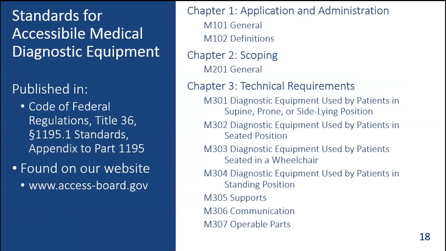The standards are grouped into 3 chapters, similar to the ADA. We begin with application and administration, then scoping, then the technical requirements, where the bulk of this presentation is going to cover. The technical requirements are separated by patient position during use of the diagnostic equipment. Additional technical requirements for supports, communication, and operable parts are provided towards the end. We will go through the standards pretty much in order of how they were written, except we will delve into more detail on supports earlier on and group exceptions for certain types of equipment together.